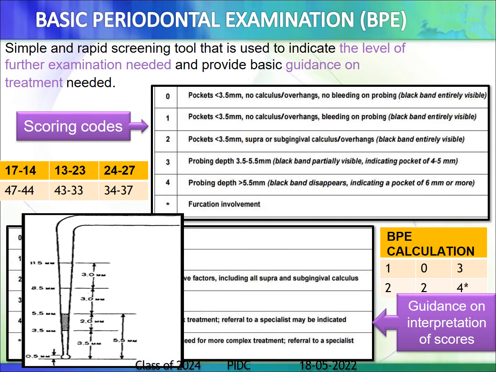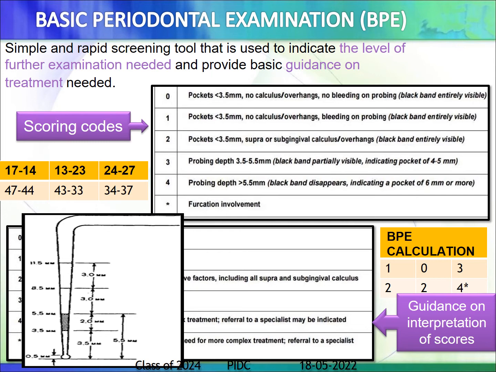Go through this. We'll go on first with the basic periodontal examination. Any patient who steps into your clinic, if you want to see their periodontal health, you need to go for this particular examination called the basic periodontal examination, the BPE. This is a simple and rapid screening tool that is used to indicate the level of further examination needed and provides basic guidance on the treatment needed. Here you can see a picture wherein there is a probe present. This probe is the WHO probe. This probe would be given to you when you come to the clinics to see your patients.